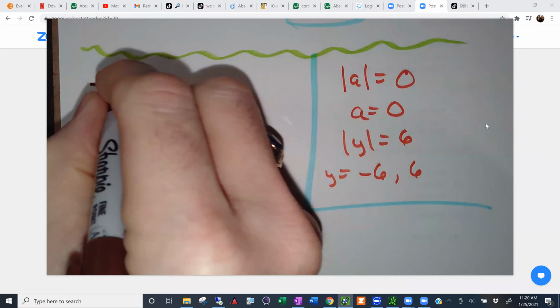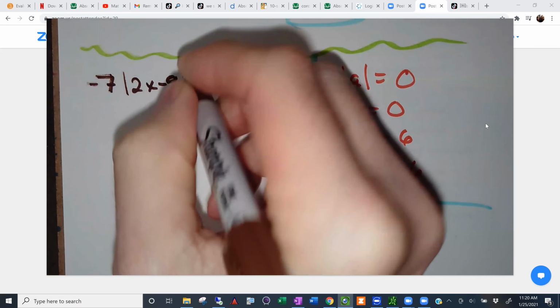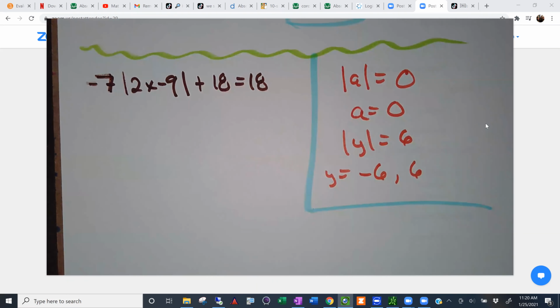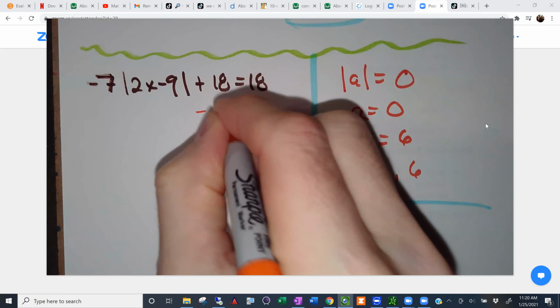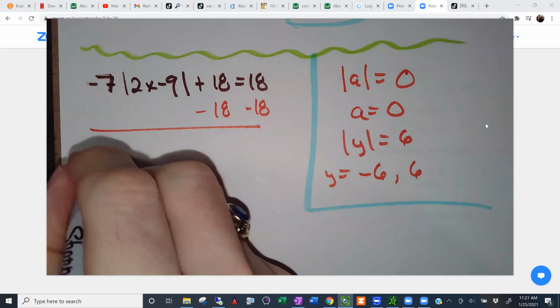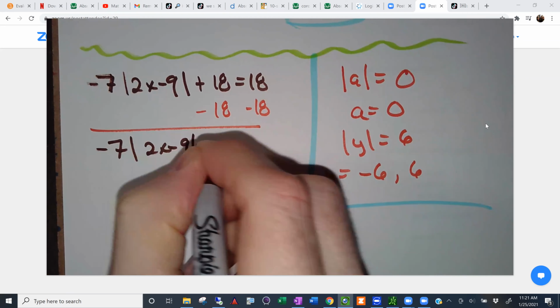-7 times the absolute value of 2x minus 9 plus 18 equals 18. Like the previous one, we'll start out by subtracting 18 from both sides. And that gives me -7 times the absolute value of 2x minus 9 equals 0.